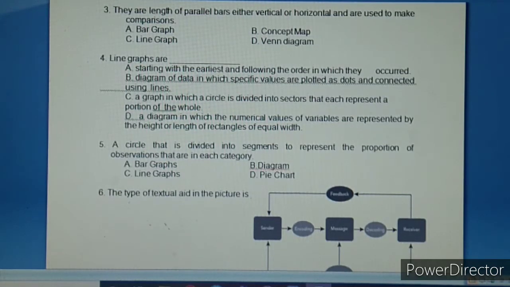Number 4. Line graphs are A, starting with the earliest and following the order in which they occurred. B, diagram of data in which specific values are plotted as dots and connected using lines. C, a graph in which a circle is divided into sectors and each represents a portion of the whole. Or D, a diagram in which the numerical values or variables are represented by the height or length of rectangles of equal width. The correct answer for number 4 is letter B.